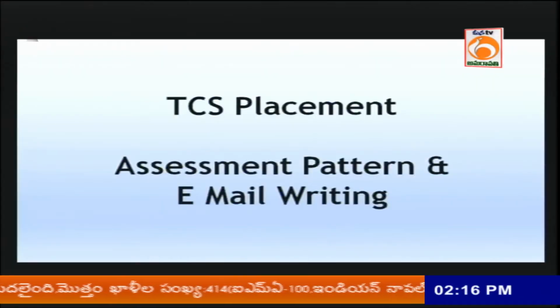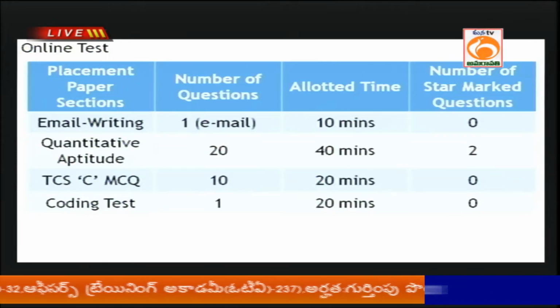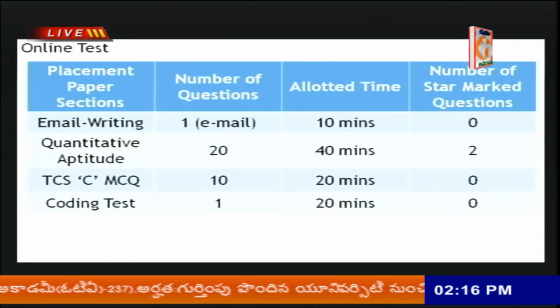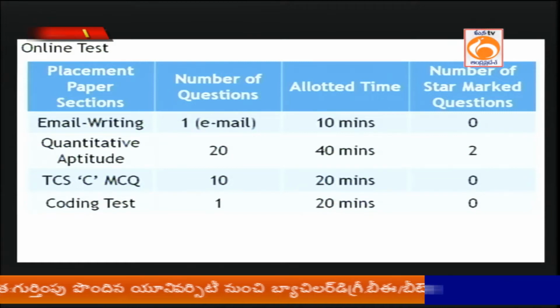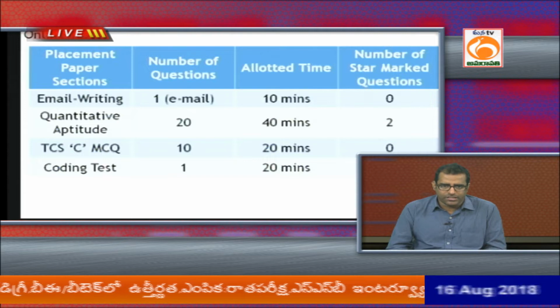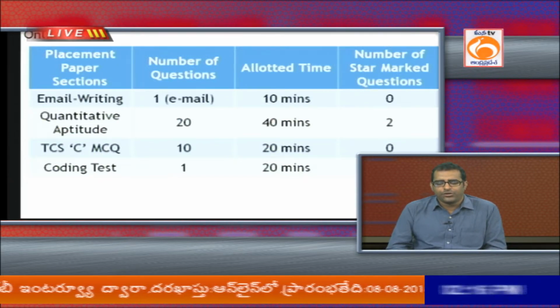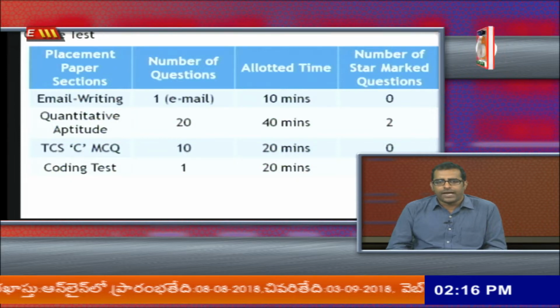Here is your pattern which you can expect for the online assessment. You will have 4 sections. The first one being email writing skills, then you have quantitative aptitude, TCS program C language. You will have multiple choice questions there. Then you have a coding test, which is going to be descriptive, where you need to write the entire code. Now let's look at the details.